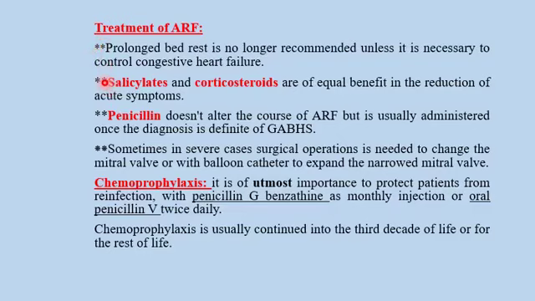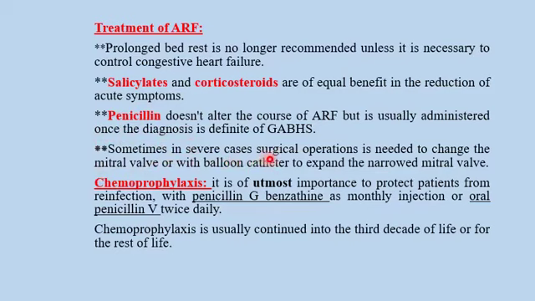Salicylates, and of course taking the treatment with it. Salicylates and corticosteroids are of equal benefit in the reduction of acute symptoms. عشان طبعا دي anti-inflammatory agents. Penicillin doesn't alter the course of acute rheumatic fever, but it is usually administered once the diagnosis is definite of group A beta hemolytic streptococci. عشان طبعا البنسلين will kill the organism اللي هو the cause of the rheumatic fever, but it will not treat the symptoms of rheumatic fever.